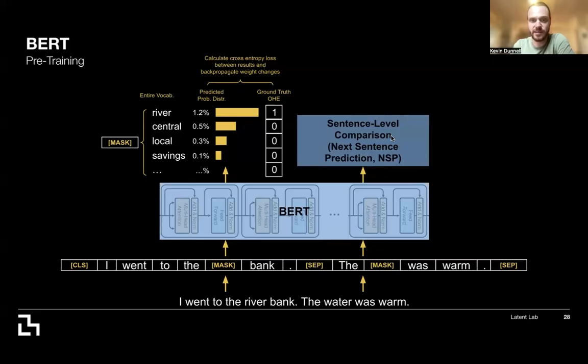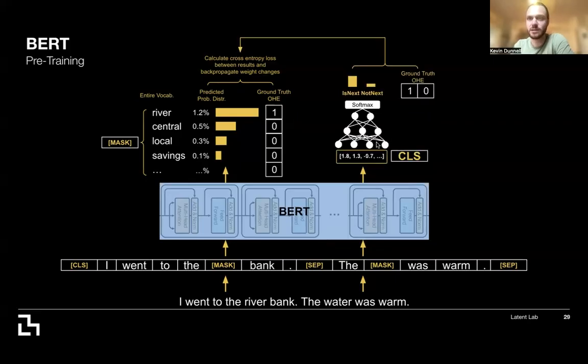Then for next sentence prediction, we have a softmax classifier, a neural network that will take in this classification token, again prepended at the beginning of the sentence, and will output a distribution across whether this is the next sentence or not. So is this sentence, "the water was warm," following "I went to the riverbank?"